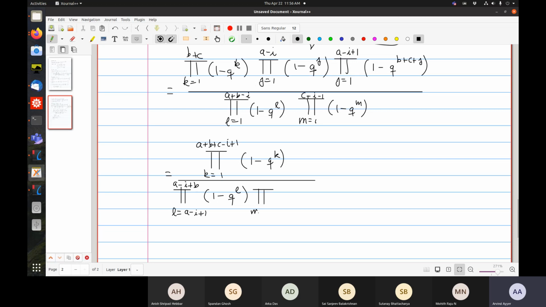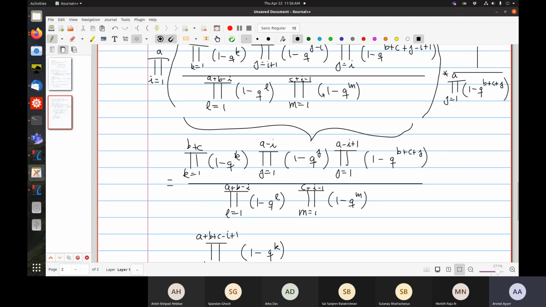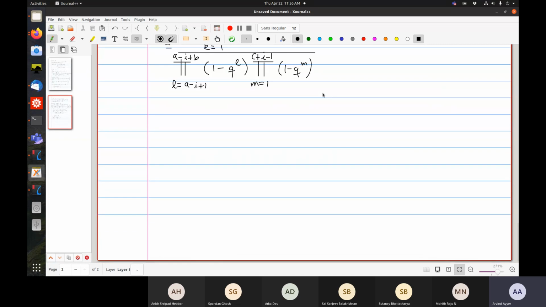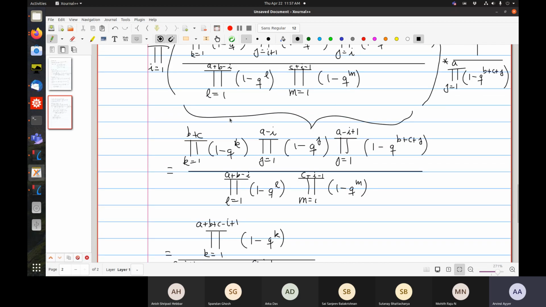So this product M equals 1 to c plus I minus 1. Okay, so this term actually simplifies over here. So we have managed to fairly simplify this computation. And now I'm putting it back. So now here is a nice trick which will help us.